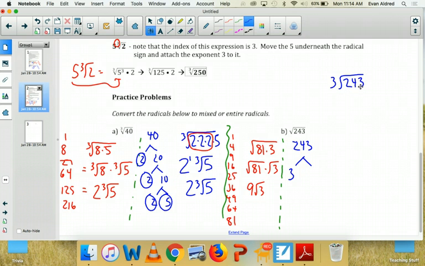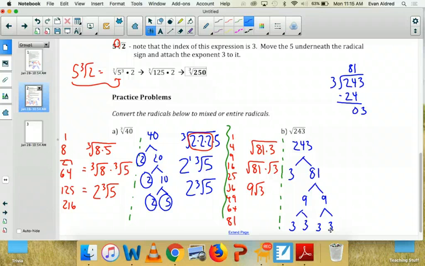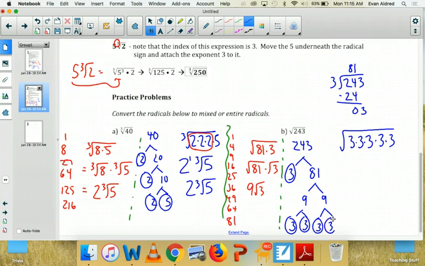Well, 3 doesn't go into 2, but it does go into 24 8 times. 8 times 3 is 24. Gives us a remainder of 3. 3 divides into 3 once. So 3 goes into 243 81 times. And at this point, you may recognize that that's 9 times 9. And each of those is 3 multiplied by 3. So 243 as a square root is going to be 3 multiplied by 3 multiplied by 3 multiplied by 3 multiplied by 3. We have 1, 2, 3, 4, and 5.